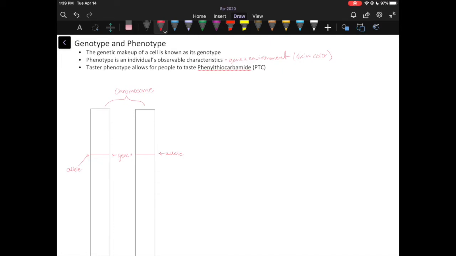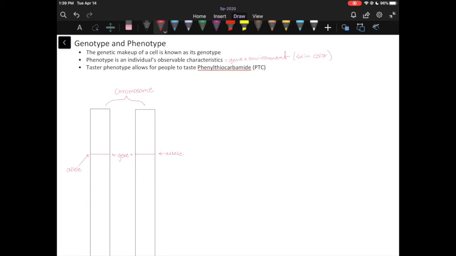So an example of this can be skin color. Let's say you have pale skin, and that's your genotype, but you are out in the sun a lot, and the environmental factor of the sun influences how you look and how your skin complexion is. So you're going to have more of a darker complexion if you're out in the sun a lot. That is very important to know about the phenotype. It's influenced heavily by the environment as well.